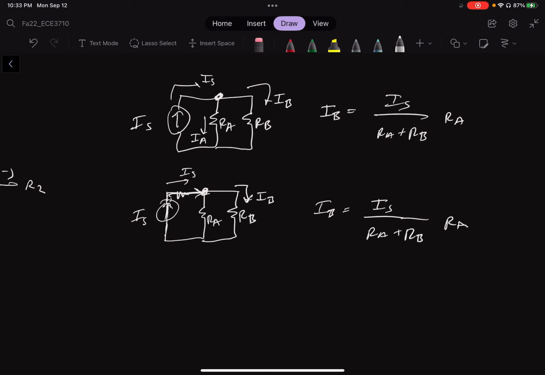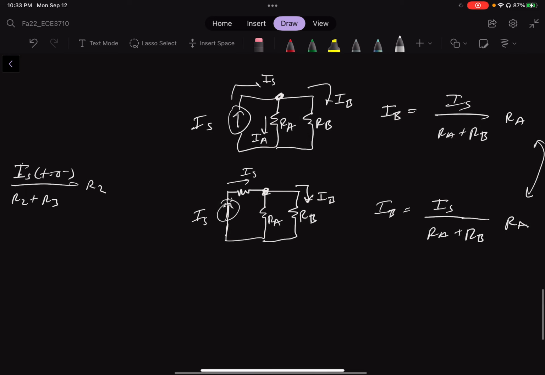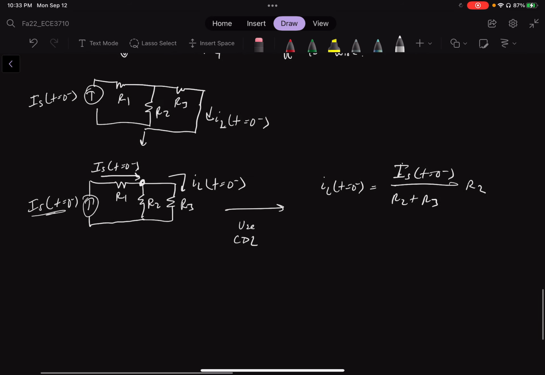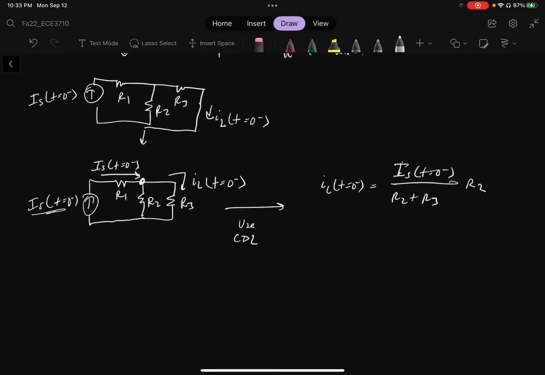What I just said is too fast. Slow the YouTube video down. But again, if I have a resistor here, the current IS still goes through that resistor, and IS is still the current that is breaking up between RA and RB. So the equation still holds. Now come back here. IS of t equal to 0 minus is the current that's going to break between R2 and R3. Therefore, this equation is true and it holds.